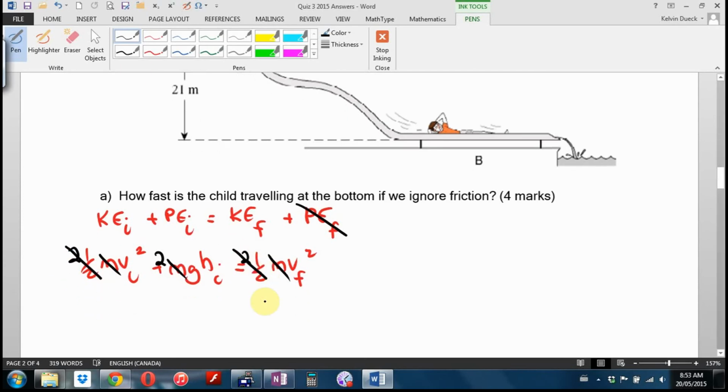And you end up with vi squared plus 2gh equals vf squared, which is actually our vf squared equals vi squared plus 2ad, because g is an acceleration and h is a distance. That's where that equation comes from. How to get rid of a squared?